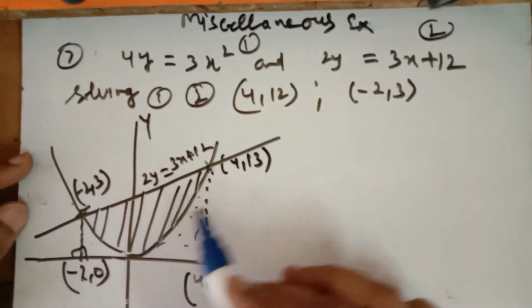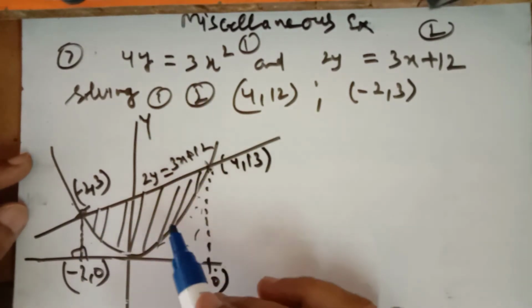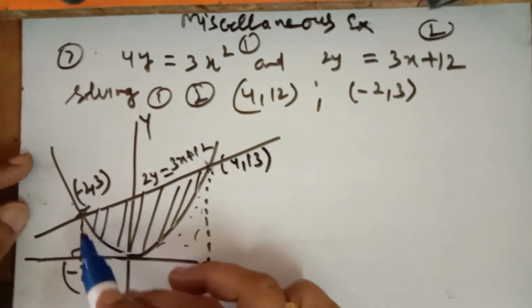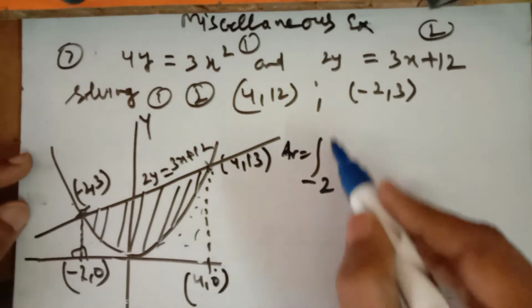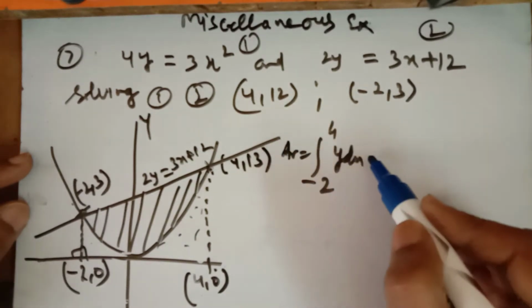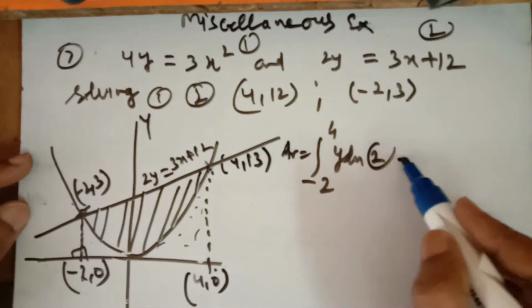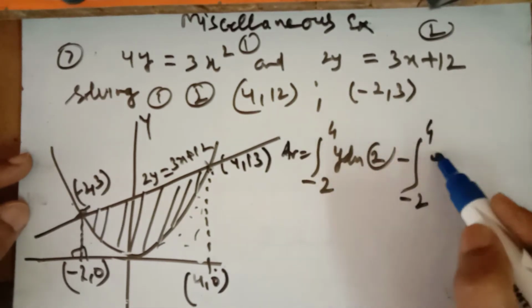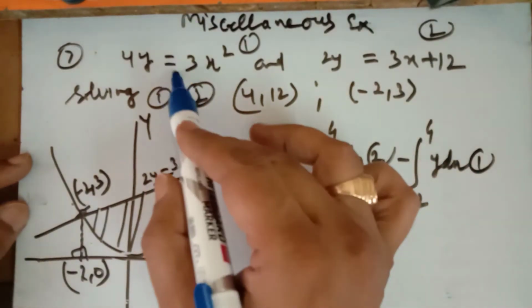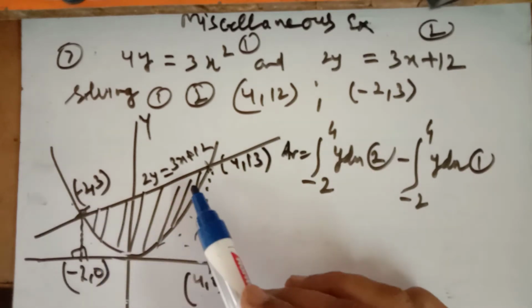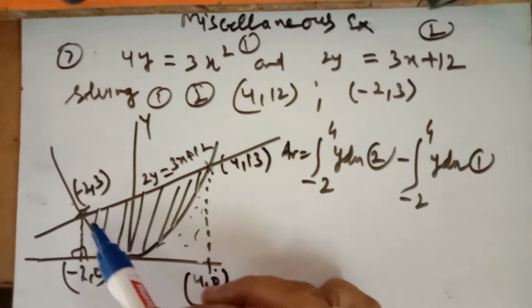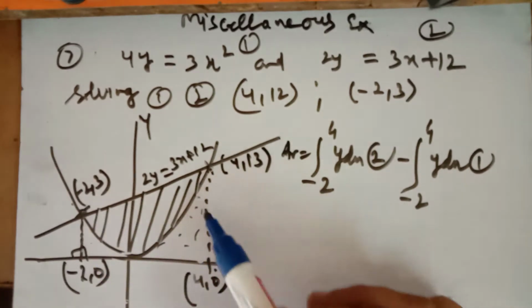It means here you have to integrate the line, and from this subtract the area bounded by the curve from -2 to 4. So the area here will be the integral from -2 to 4 of y dx of the line, minus the integral from -2 to 4 of y dx of the parabola. So the area is obtained by the area bounded by the line from -2 to 4 minus the area bounded by the parabola from -2 to 4, because the lower area, which is extra, is touching the parabola, and you have to subtract it.